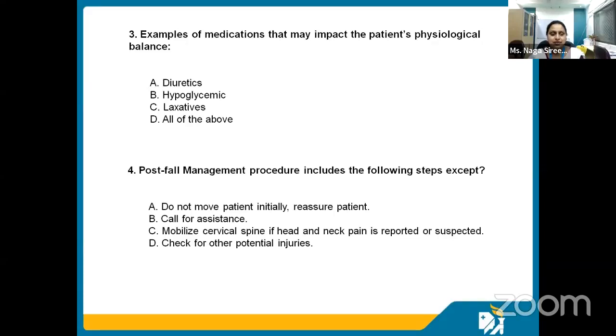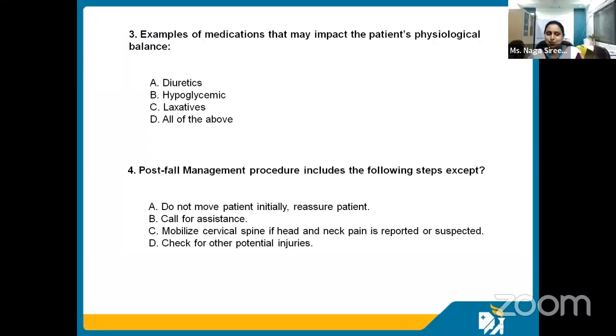Very good. Next one, post-fall management procedure includes the following steps except: do not move the patient initially, reassure the patient, call for assistance, mobilize cervical spine if head and neck pain is reported or suspected, check for other potential injuries. Except, you should not. Except, you should not.